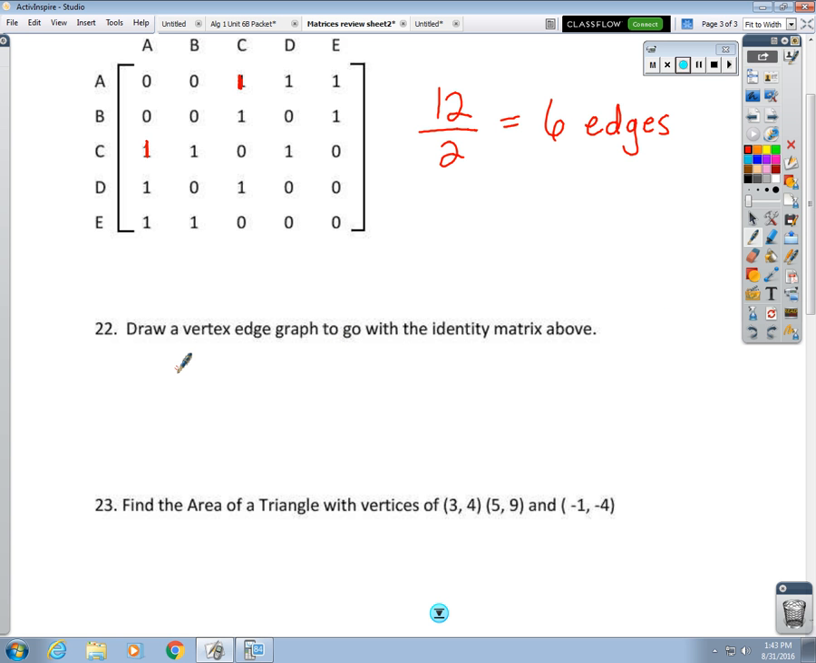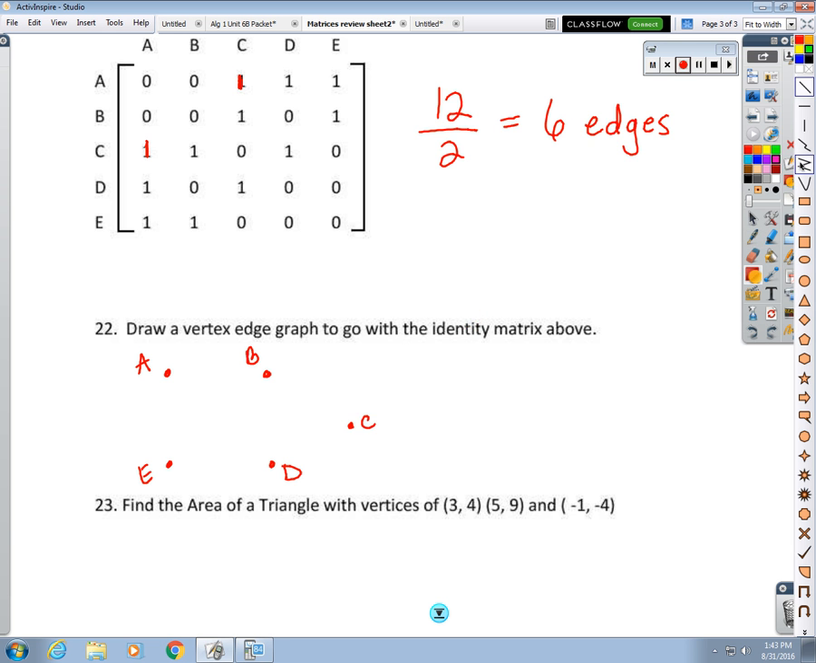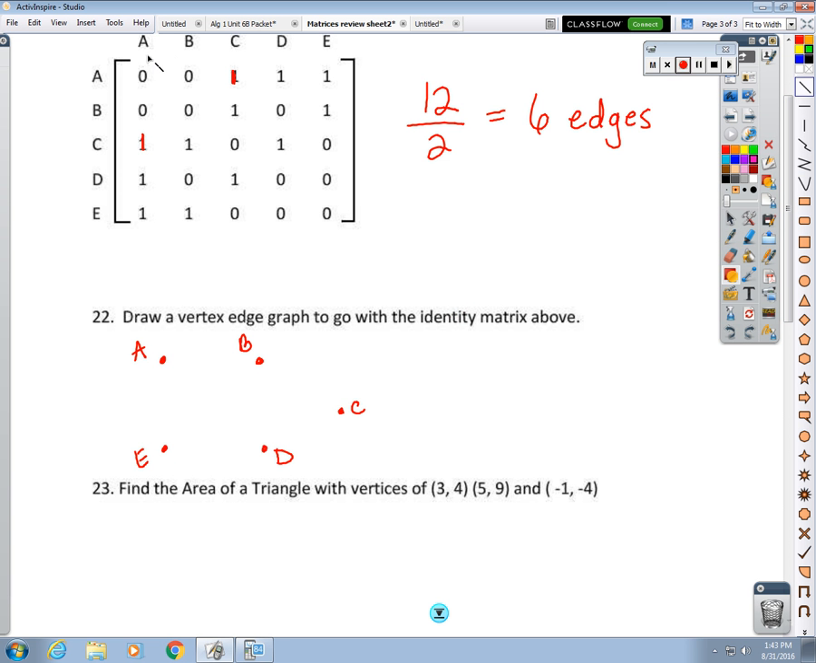Okay, now what they want us to do is to take that matrix and draw a vertex edge graph. So I'm just going to first put 5 vertices, and then it doesn't matter where you put the letters, because you won't be drawing this, like it'll be a picture and you choose the right one. Okay, so now we just have to make the appropriate connections. So A needs to connect to what? C, D, and E, correct? So I need to make a connection from A to C, A to D, and A to E.